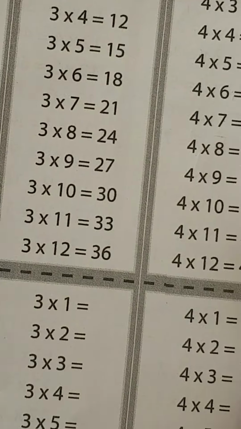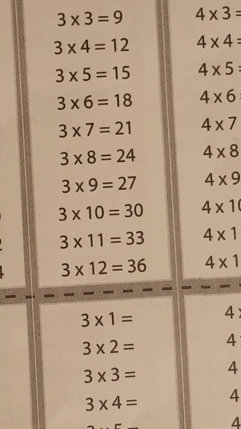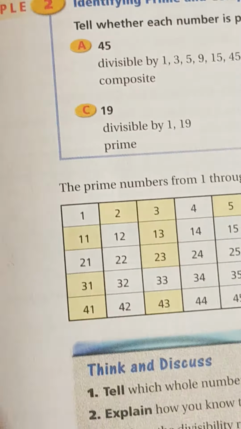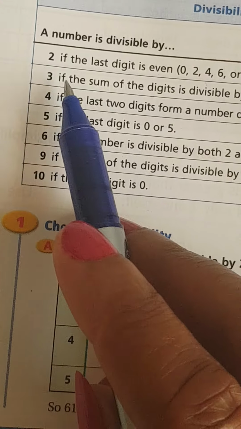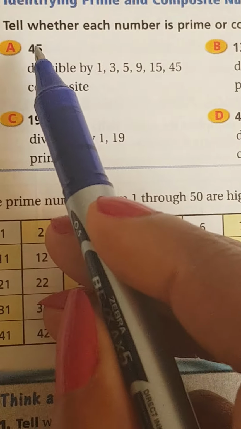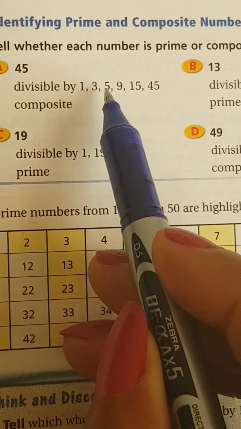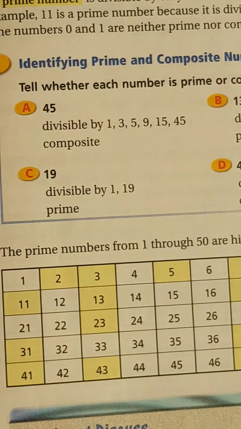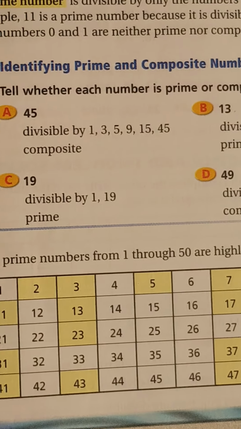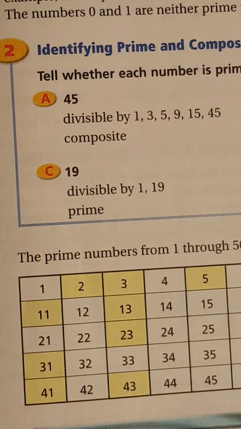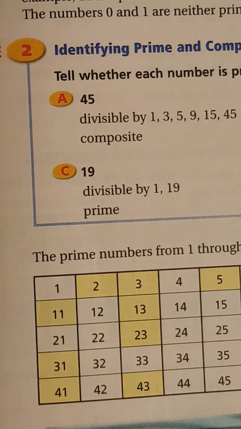Then you check again. Do you think 3 can divide 45? Yes, it can, because when you add 4 and 5, it's going to give you 9. Remember, 3 divides a number if the sum of the digits is divisible by 3. When you add them, it gives you 9, which means it's divisible by 3. 5 multiplied by 9 gives you 45. What of 15? And what of 45? 45 divided by 1 is 45. 45 divided by 3 gives you 15.